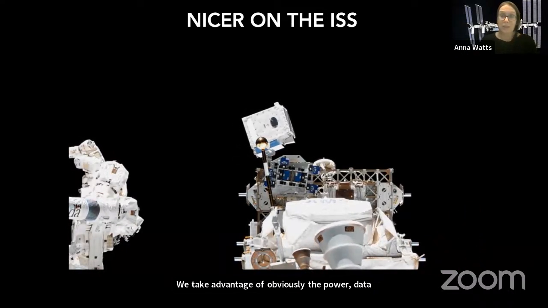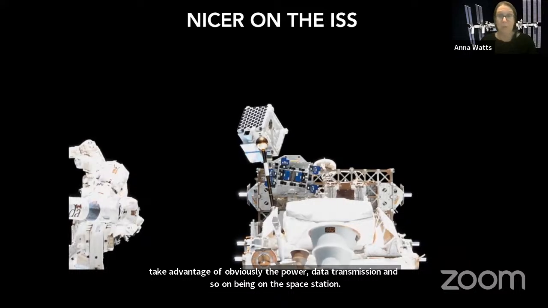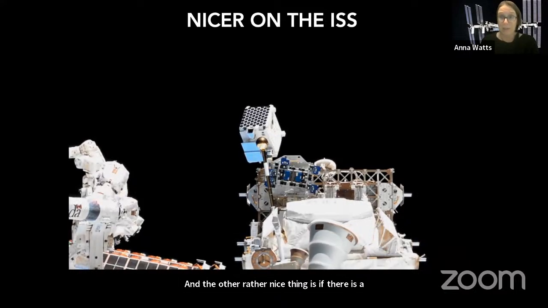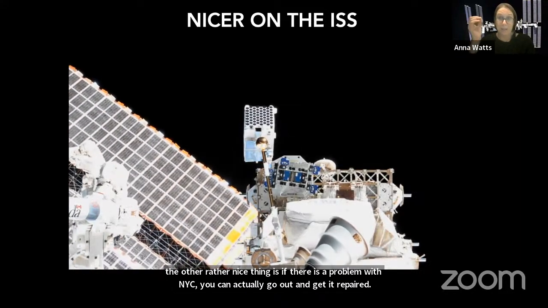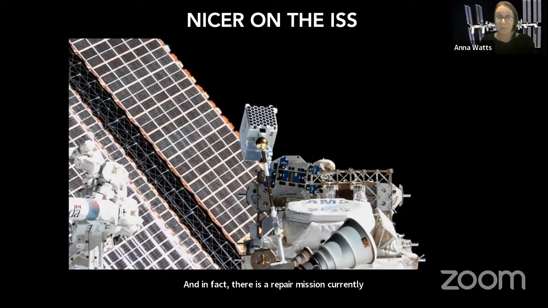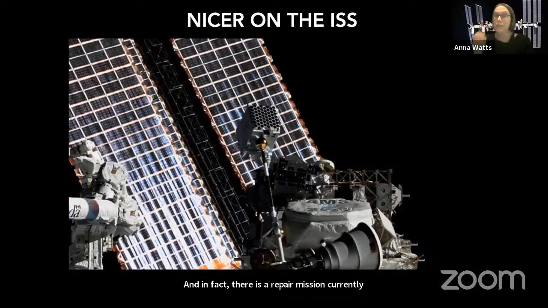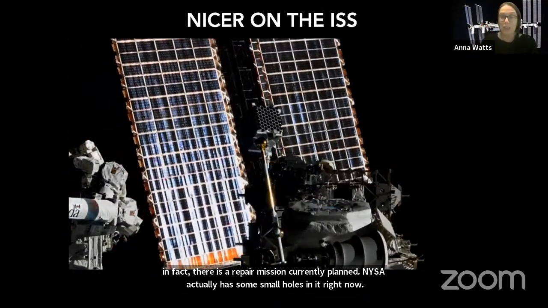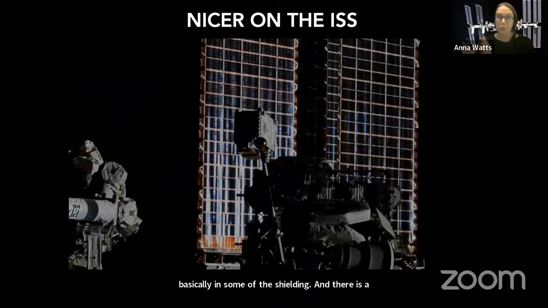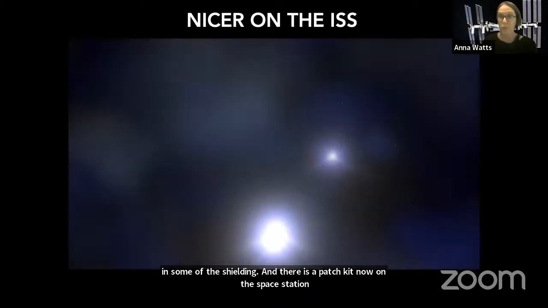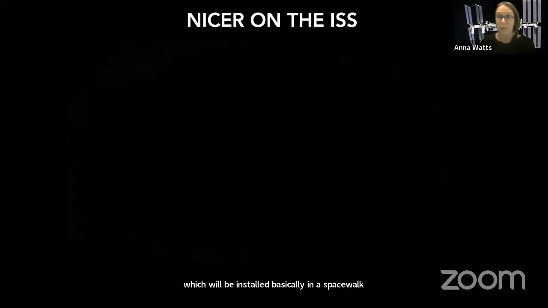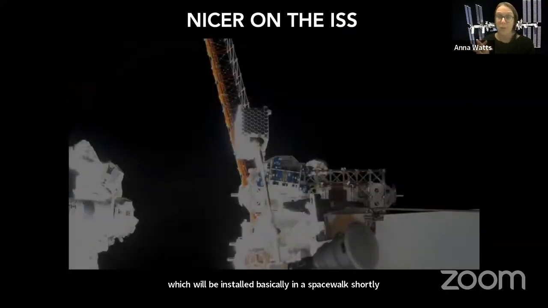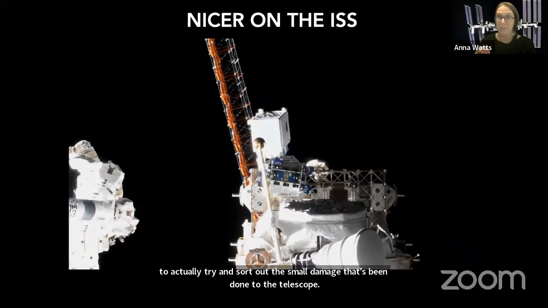And the other rather nice thing is that if there is a problem with NICER, you can actually go out and get it repaired. And in fact, there is a repair mission currently planned. NICER actually has some small holes in it right now, in some of the shielding. And there is a patch kit now on the space station, which will be installed in a spacewalk shortly to try and sort out the small damage that's been done to the telescope. So one nice advantage of being on the space station.